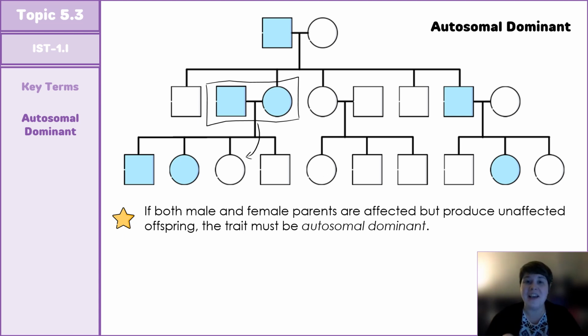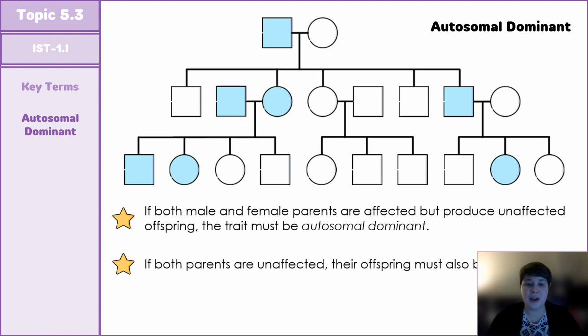a homozygous recessive offspring. Another thing to note is that if both of our parents are unaffected, that means that their offspring also need to be unaffected. If both of our parents are unaffected, that means that they're homozygous recessive. They can only produce homozygous recessive offspring, unless someone has some explaining to do.